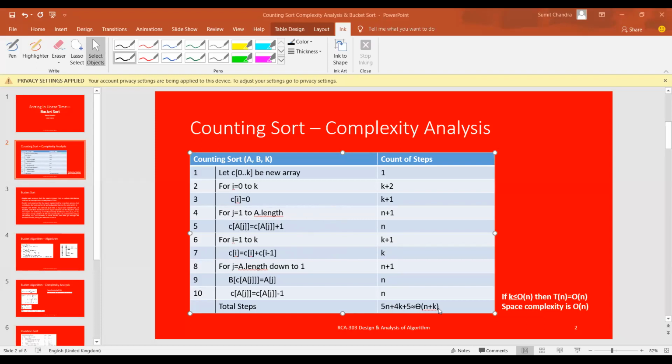Now I have already told you, if k is less than or equal to order of n, then time complexity will be order of n, and space complexity is order of n. Is this clear? Why is space complexity order of n? Because we need an extra array B, if you remember the counting sort numerical that we did in the previous lecture. So its space complexity will be order of n. I hope it is clear.